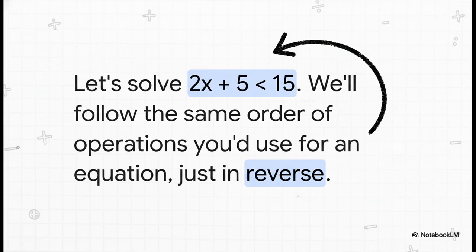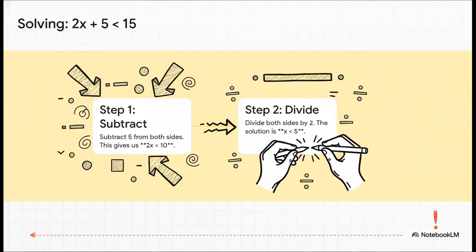2x plus 5 is less than 15. We're going to do exactly what you'd expect. Get x all by itself. We'll handle the addition first, then the multiplication. Okay, first things first, we want to get rid of that plus 5. So we'll just subtract 5 from both sides. That leaves us with 2x is less than 10. Now we just divide by 2, and we get our answer. x is less than 5. Easy enough, right? This feels exactly like solving a regular old equation.